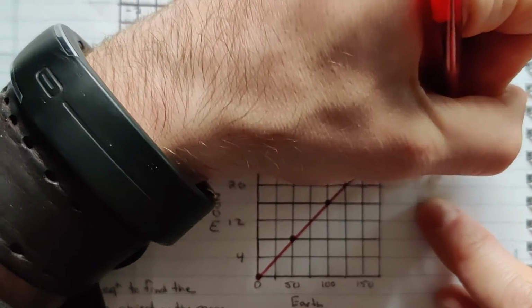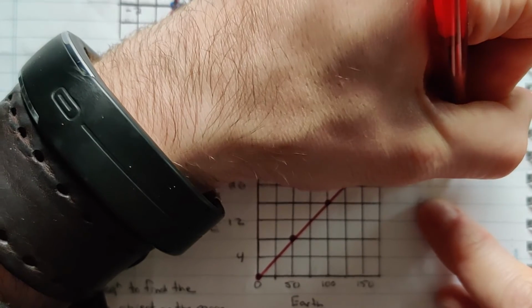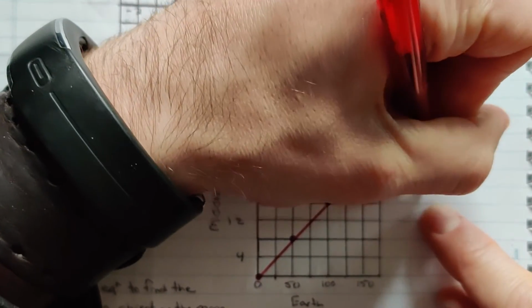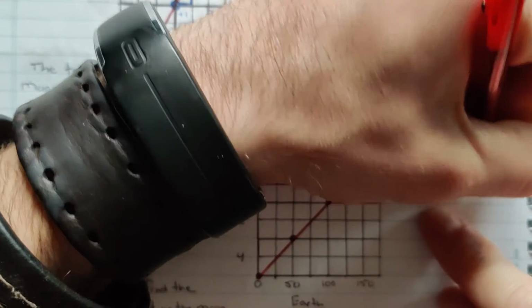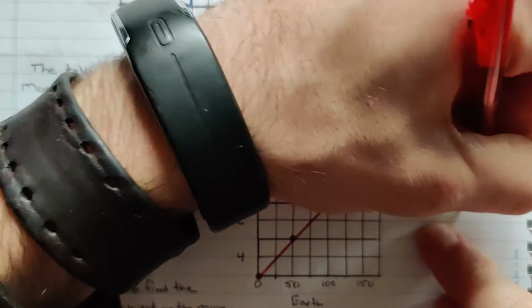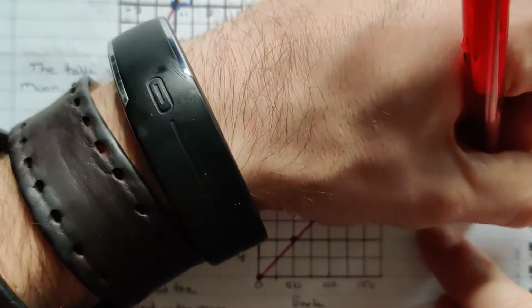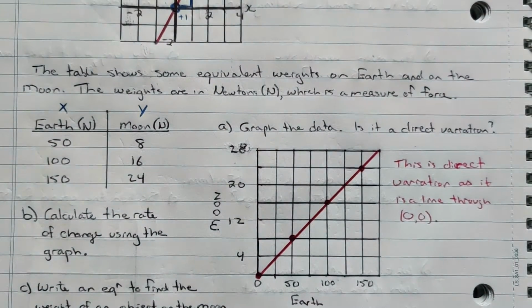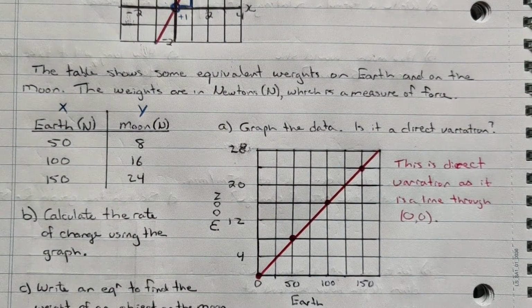This is direct variation, as it is a line through 0, 0. So it's a line through that origin point, so this would be direct variation.